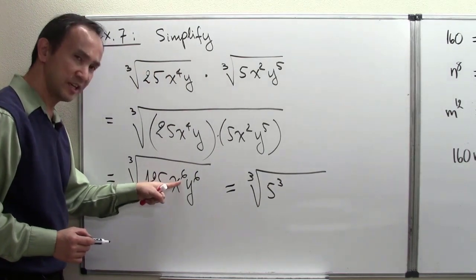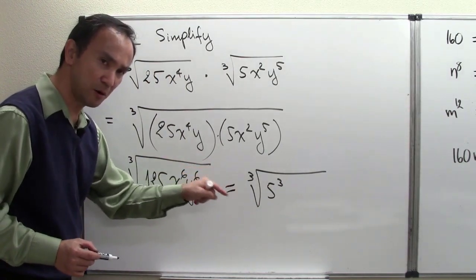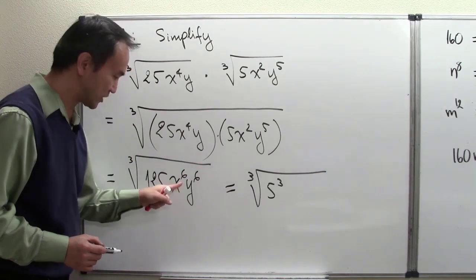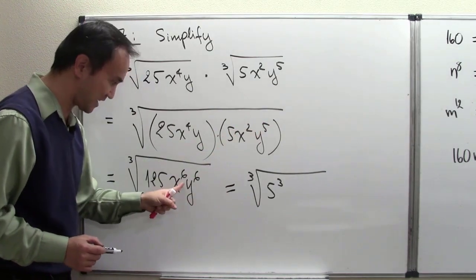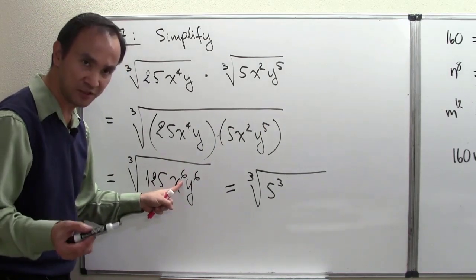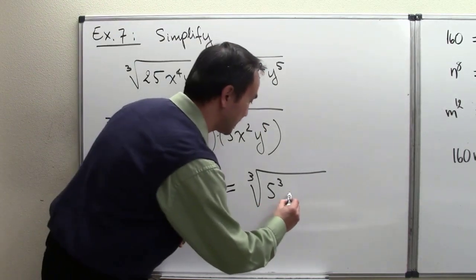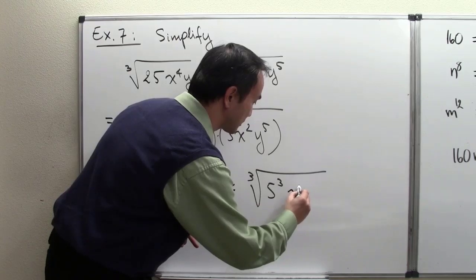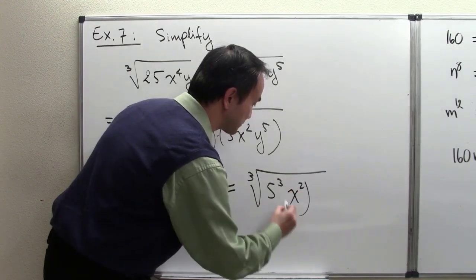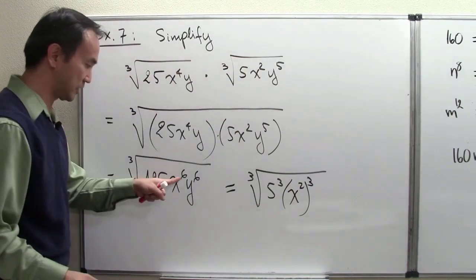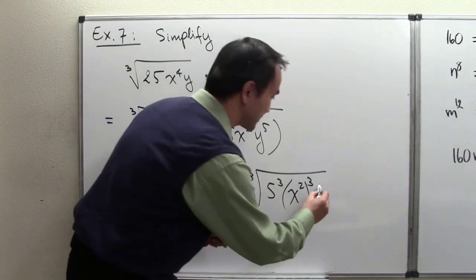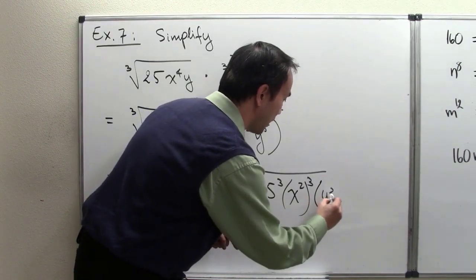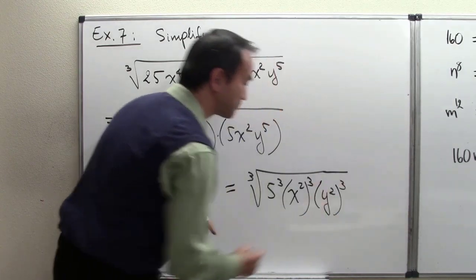X to the 6 here is already itself a multiple of 3, and so we don't need to look for the largest multiple of 3 less than 6. That's x to the power 6 itself is already a multiple of 3. So I'm seeing that here as x squared cubed, because 6 is 2 times a multiple of 3. The y to the 6 here, I'm seeing that as y squared cubed.